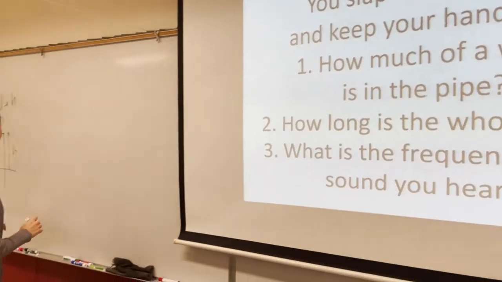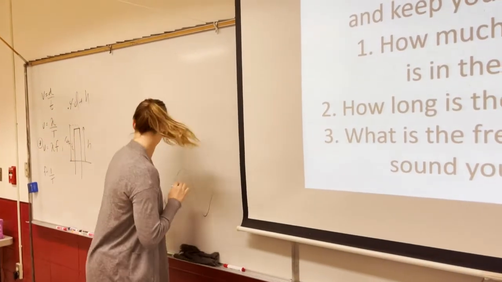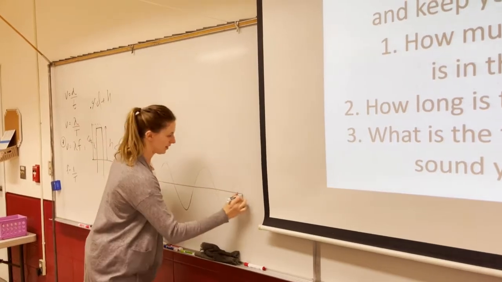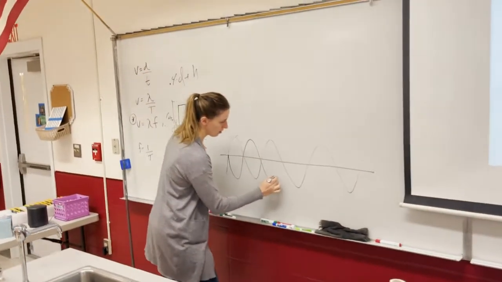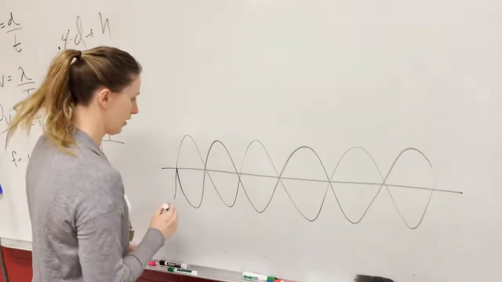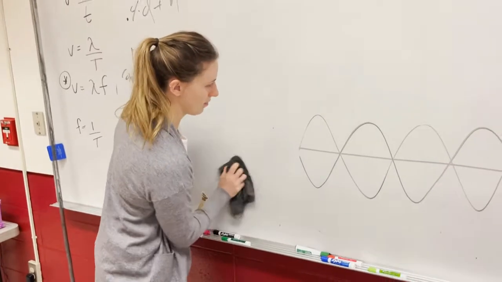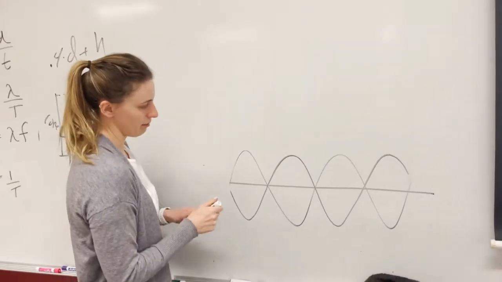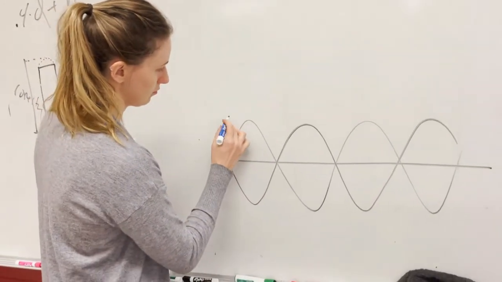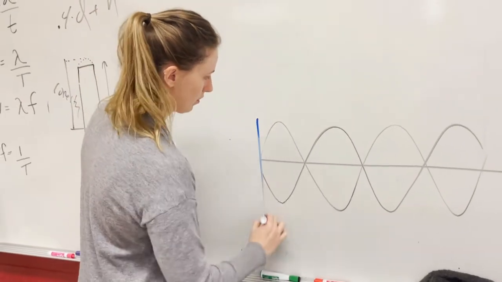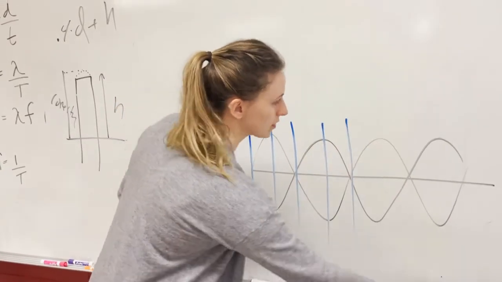How much of a wave is in the pipe? Go ahead and draw this down here. Okay, so how much of it is in the pipe? It doesn't have to be a full standing wave. She's got two standing waves here, right? One bump is half a wave. One, two, three, four.